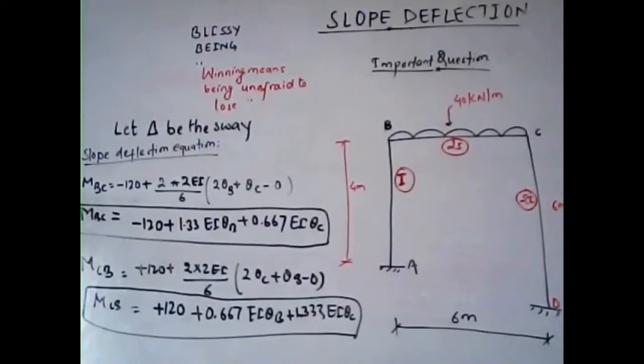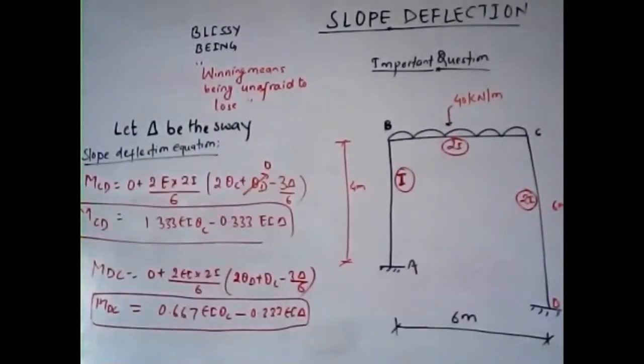So the final equation of moment in section BC, MBC, comes out to be minus 120 plus 1.33 EI theta B plus 0.667 EI theta C. Likewise, the moment in section CB will come out to be 120 plus 0.667 EI theta B plus 1.333 EI theta C.